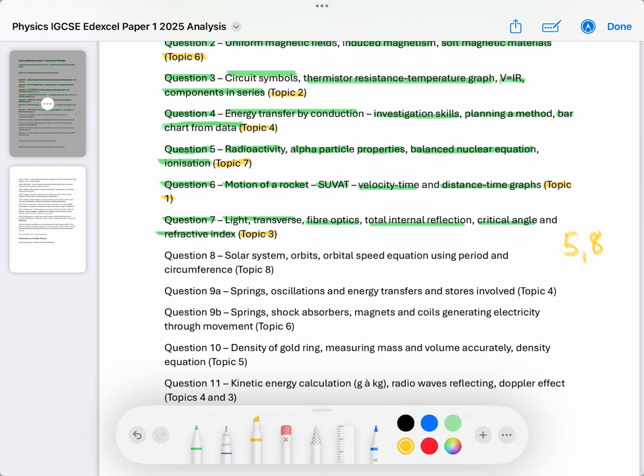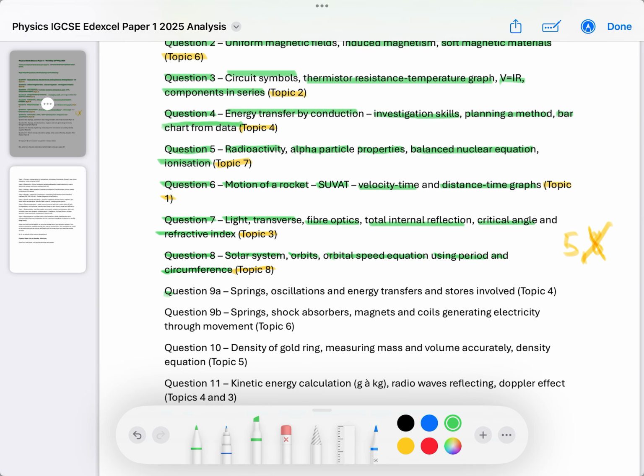Okay, so question 8 is the solar system, which is topic 8. Orbits, orbital speed equation, using period and presumably circumference. I actually haven't done the paper, but I had a quick scan through it today with 2 of my students who came for help to look at what they can do next for paper 2. Okay, so topic 8 is now covered. So all we're looking for is topic 5.